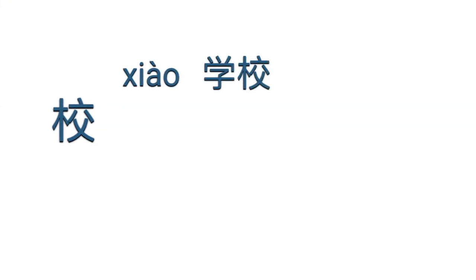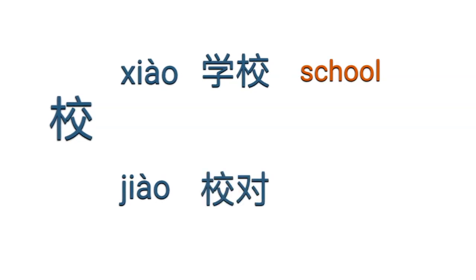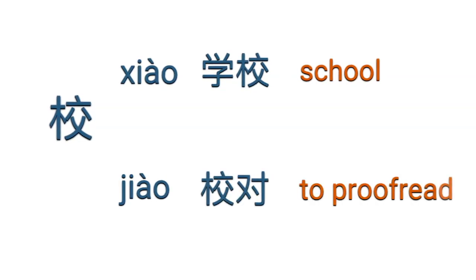Previously, we learned its pronunciation is 校, such as in combination 学校. It has a second pronunciation, 校. Example given for this pronunciation is 校对.